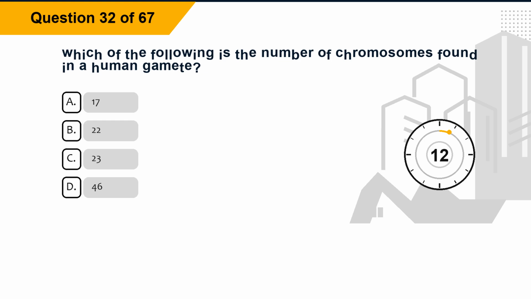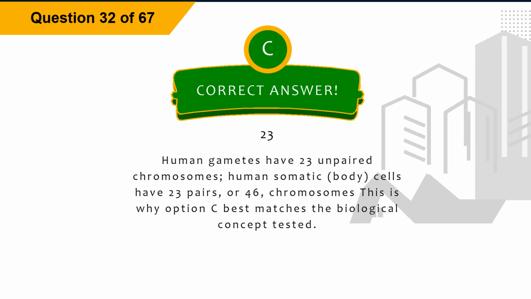Question 32. Which of the following is the number of chromosomes found in a human gamete? Option A, 17. Option B, 22. Option C, 23. Option D, 46. The correct answer is option C, 23. Explanation. Human gametes have 23 unpaired chromosomes. Human somatic body cells have 23 pairs, or 46, chromosomes. This is why option C best matches the biological concept tested.